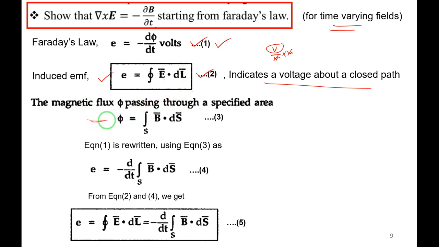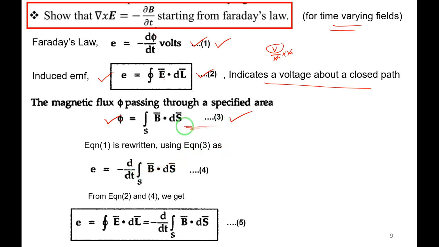Then we know the flux is given by the magnetic flux passing through the specified area, given by, we know this definition, surface integral of B dot ds. Call this equation 3. Then we will substitute this value of phi in equation 1. So equation 1 is rewritten by substituting equation 3: E is equal to minus d by dt of phi, and phi is equal to surface integral of B dot ds. Call this equation 4, right?